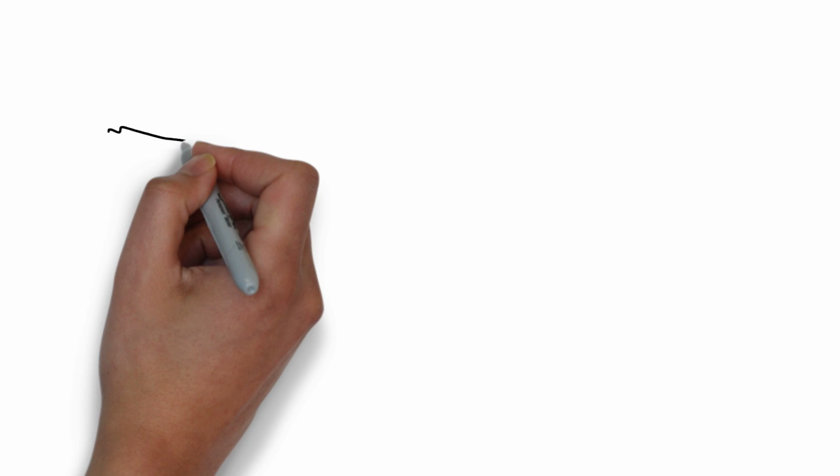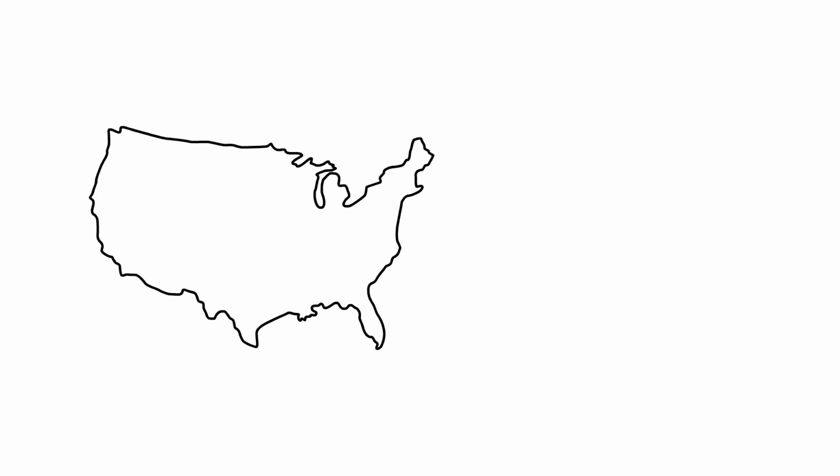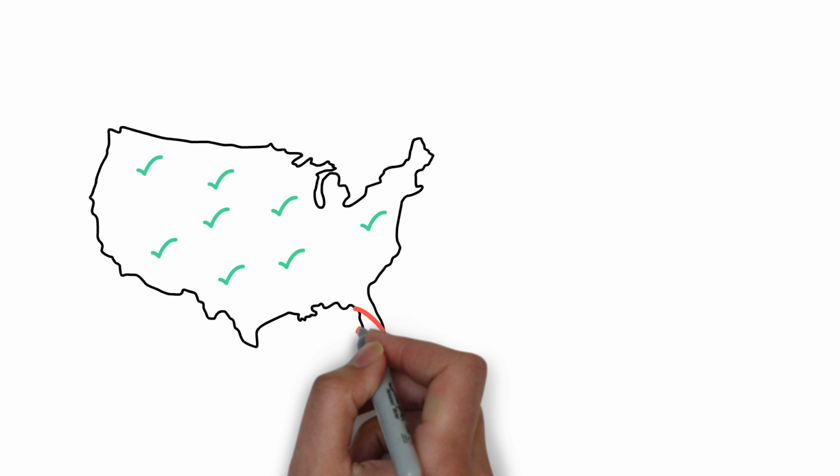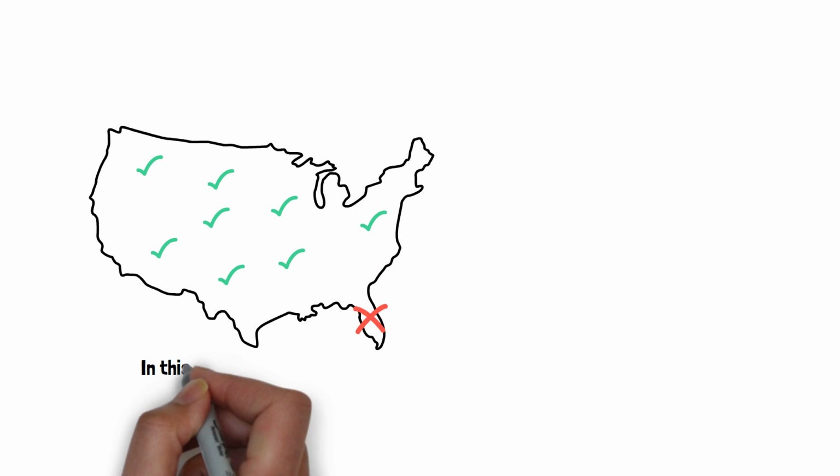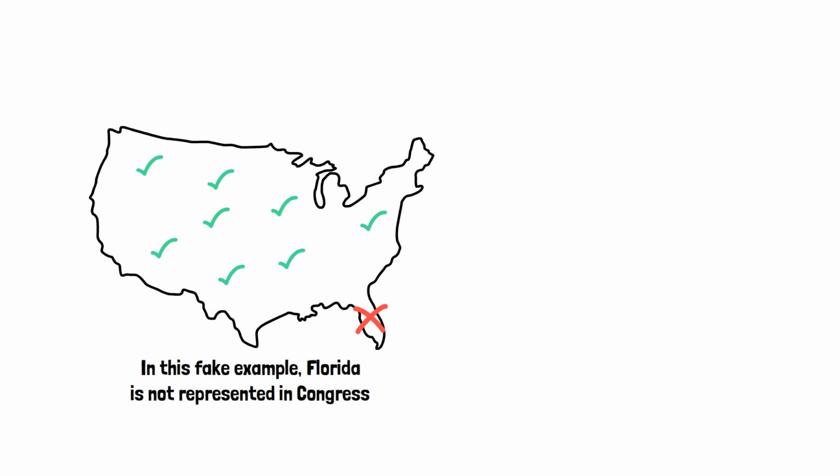Here's an example of what it looks like when a person is not represented. All states but Florida were allowed to vote in an election. Florida had no say who served in Congress. After the election, members of Congress began making laws that the people in Florida had to follow. This would not be fair because the people in Florida were not allowed to vote, so they weren't represented.